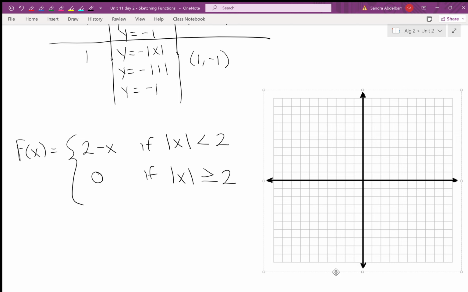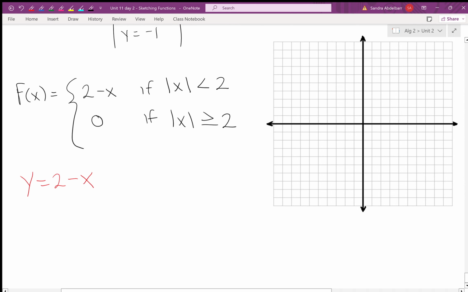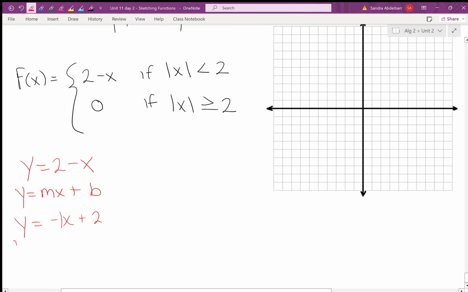So the first thing I'm going to do is y equals 2 minus x. Well, this is a line. It's just not in the format we're used to seeing. Usually we like to see y equals mx plus b. So I'm just going to manipulate this. Y equals negative x plus 2, which is really a negative 1. What does that tell me? My slope is negative 1 over 1. My y-intercept is 2. So I'll start off drawing that line, and then I can always erase.